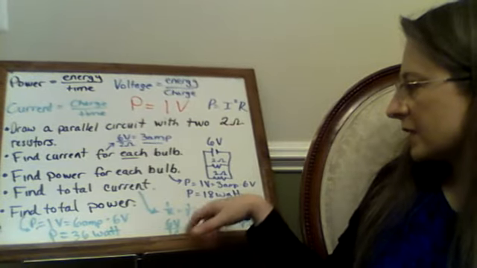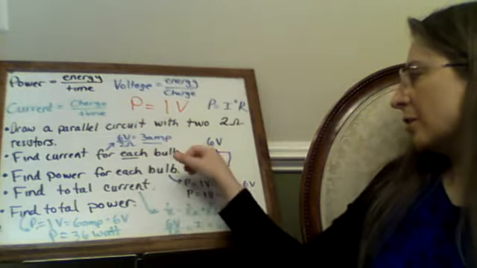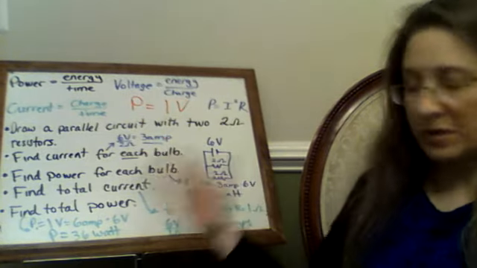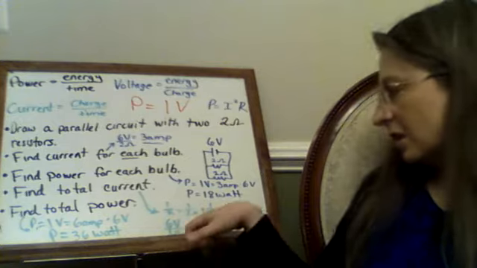So total current is 6 amps. I could have just added up the 3 amps for that resistor and the 3 amps for that resistor and gotten 6 amps as well.